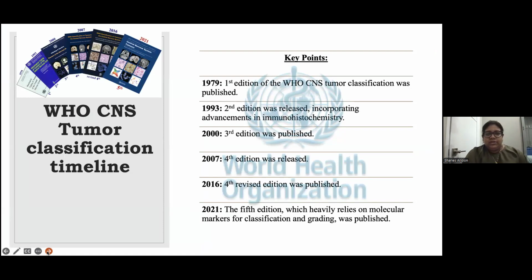So, the WHO CNS tumor classification timeline, the key points: in 1979, the first edition of the World Health Organization CNS tumor classification was published. The second edition was released in 1993, and this incorporated advancements in immunohistochemistry. In 2000, the third edition was published, and in 2007, the fourth edition was released. In 2016, that fourth edition was revised and published.